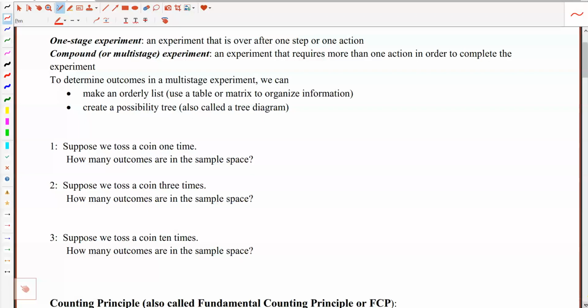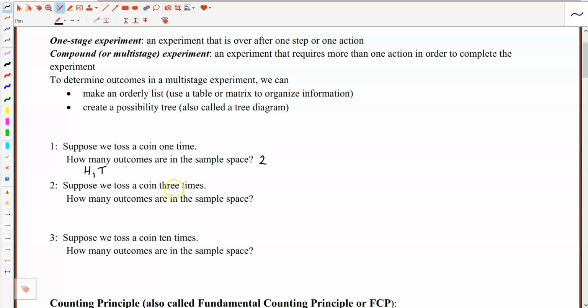Suppose we toss a coin one time. Now, how many outcomes are in the sample space? So we toss a coin one time, so let's think about what the sample space is. If you toss a coin, you either get heads or you get tails. So there are 2 outcomes in the sample space. Easy enough. Now let's take a look at the next one.